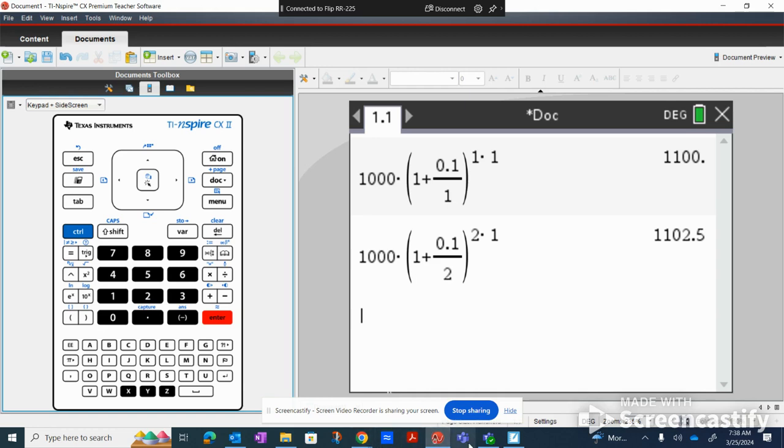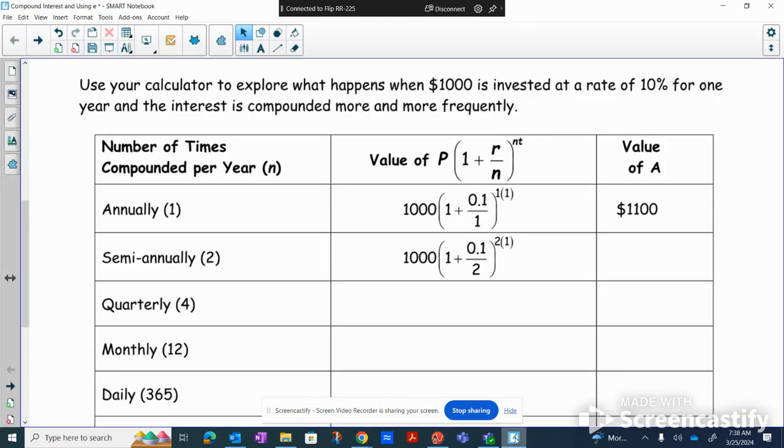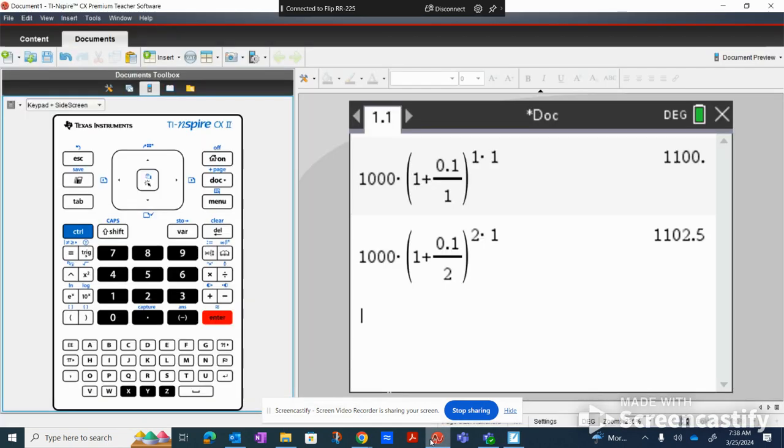Let's go ahead and look at the next one, which is quarterly. Quarterly means it's calculated 4 times a year. Going back to our calculator, what I'm doing here is I'm arrowing up and I'm pressing enter. And what happens is that it copies and pastes the formula below, and you can edit it. So now we're going to change it from twice a year to 4 times a year.